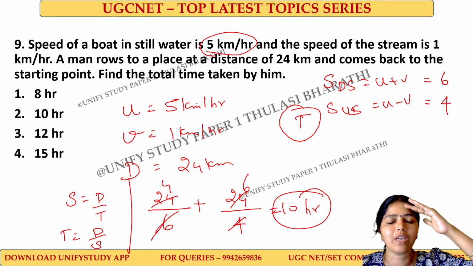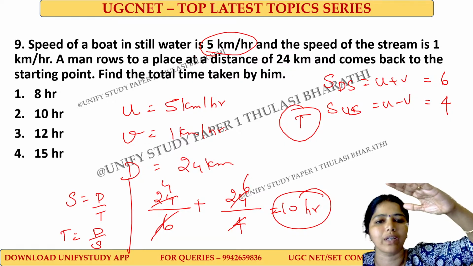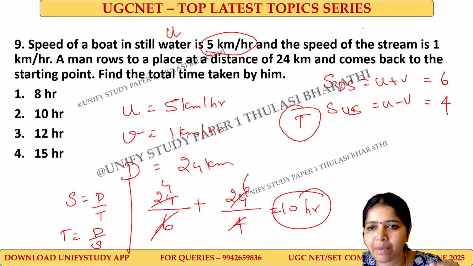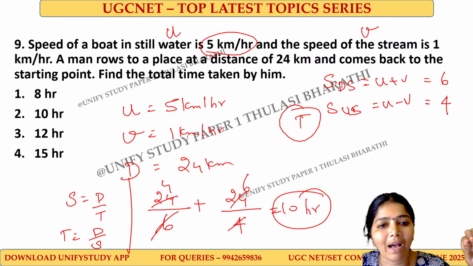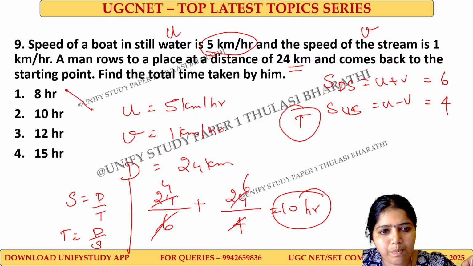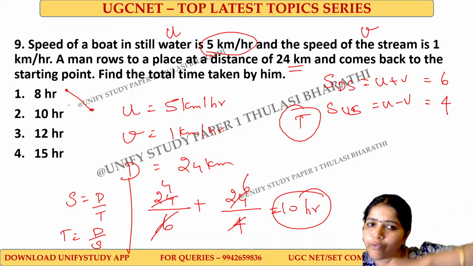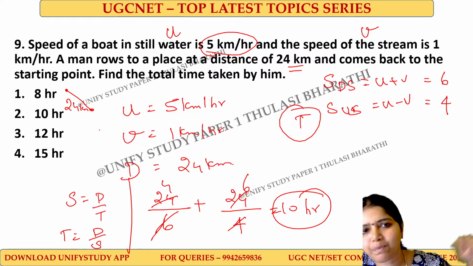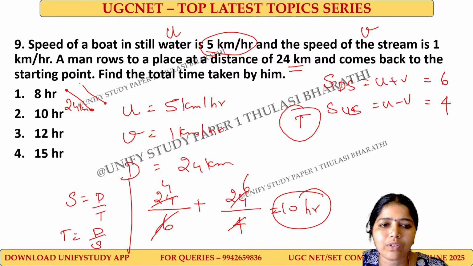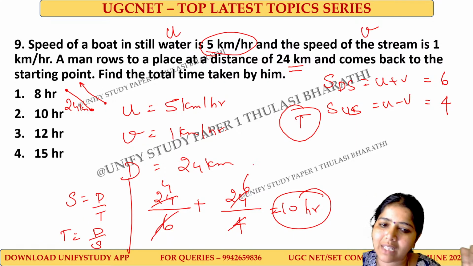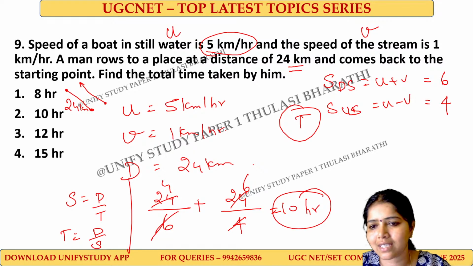So what you have to keep in mind is the speed of the boat in still water, which you can take as u. The speed of the stream, the water body, can be v. And the man rows a distance of D. What distance does he travel from this point to this point? That is the downstream, along the flow of the water. So he has to cover 24 kilometer. And then again from this point to this point he has to travel the same distance. For that, what is the speed? Clear? Yes. Very good, Ishwari.